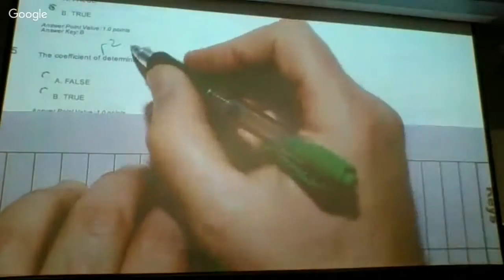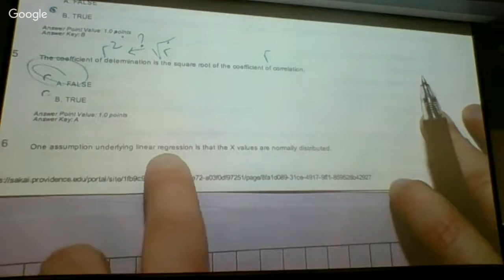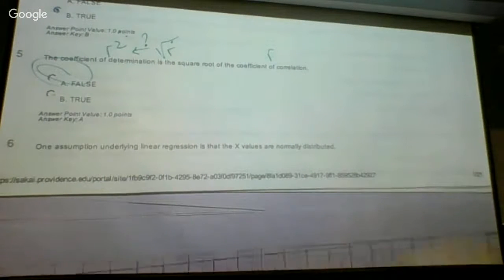5. Coefficient of determination is the square root of the coefficient of correlation. So the coefficient of determination is R squared. Coefficient of correlation is R. Is R squared the square root of R? Colin, what is it? Which is not the square root of R. Yeah, so false.